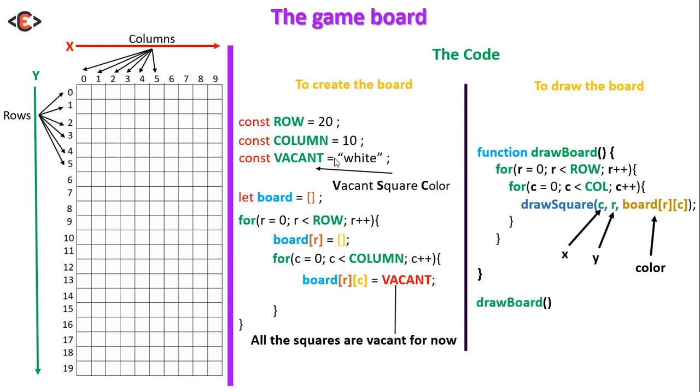Let's see some examples here. This square here is board with index 0, 0. This one here is board with index 9 and 4. This one is board with index 19, 9.